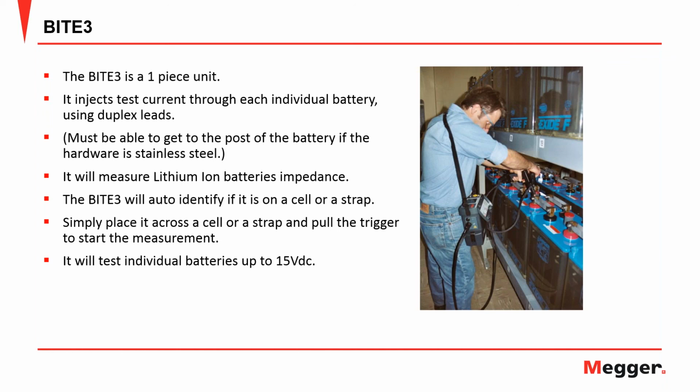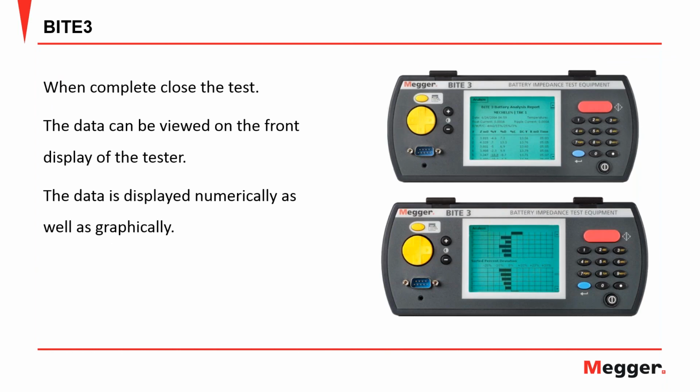You simply pull the trigger to start the measurement, and it will test batteries up to 15 volts DC. When you're done, you close the test. You can view the data as text on the screen or graphically to easily see anything that may be out. And you can transfer the data to PowerDB as well.